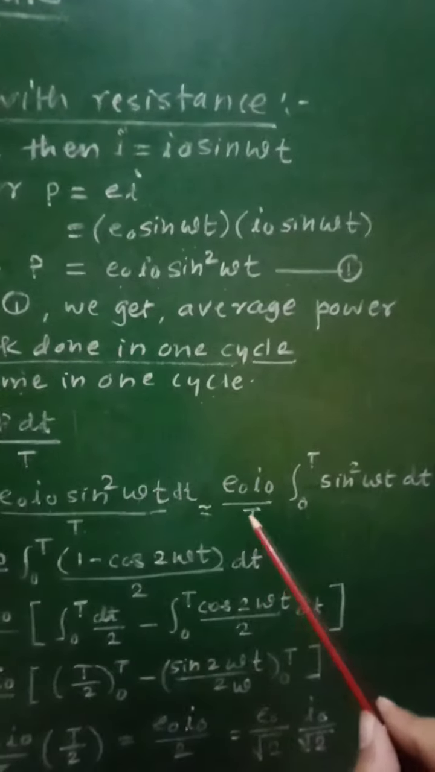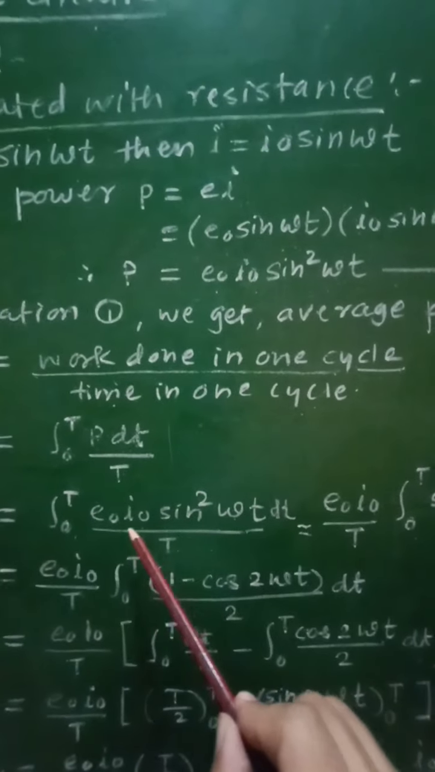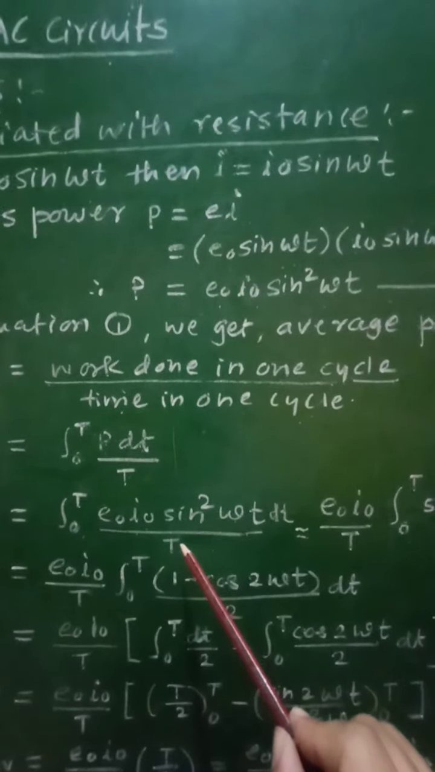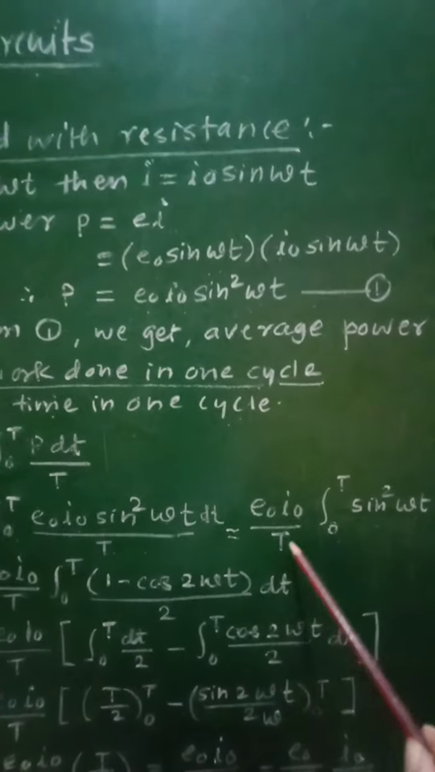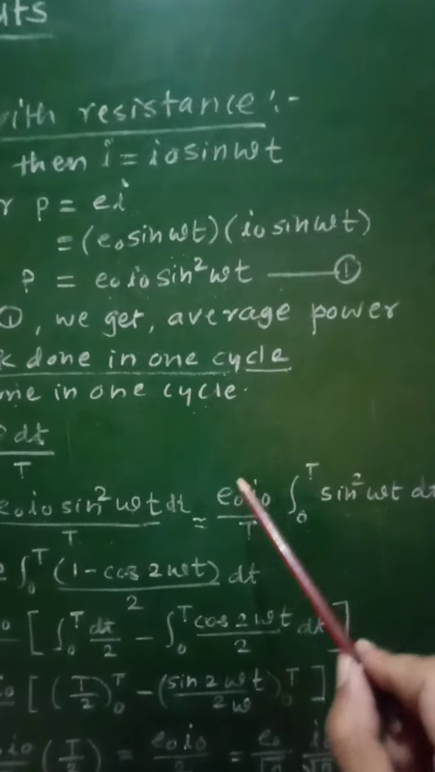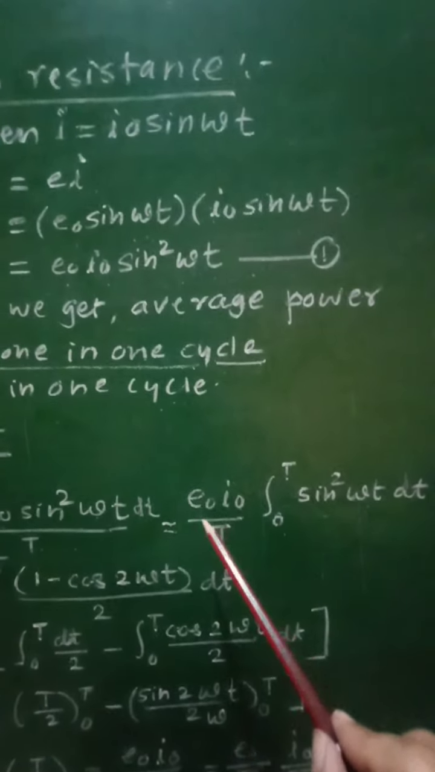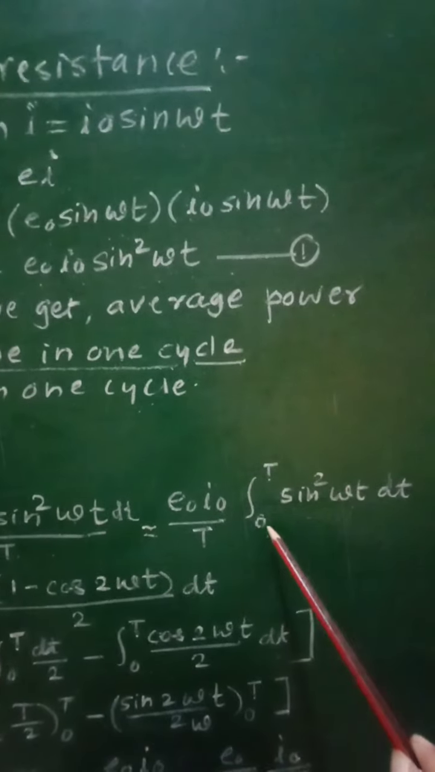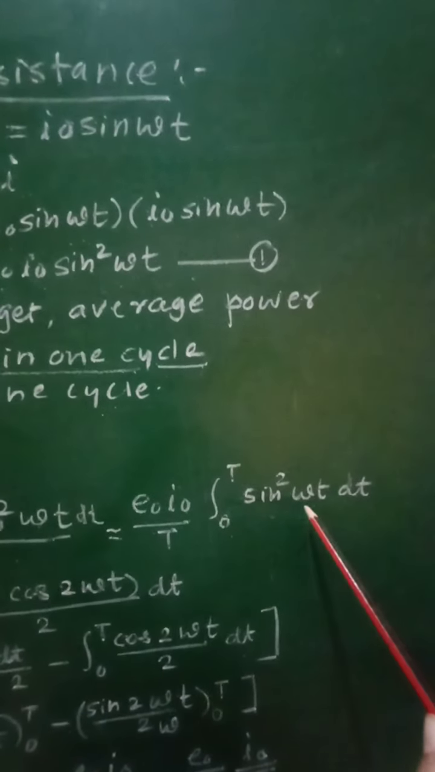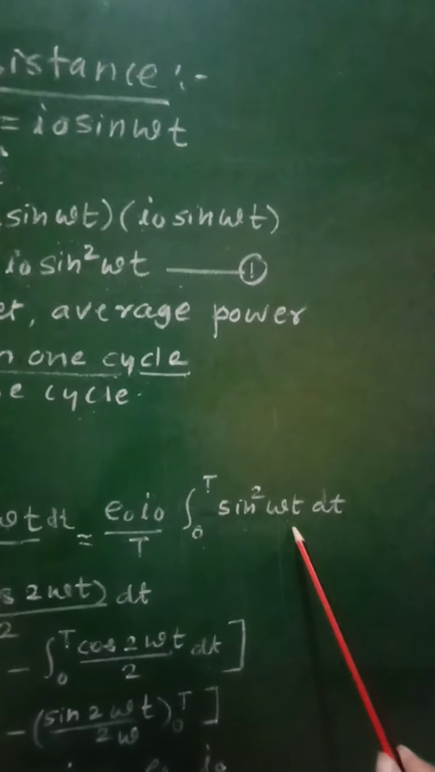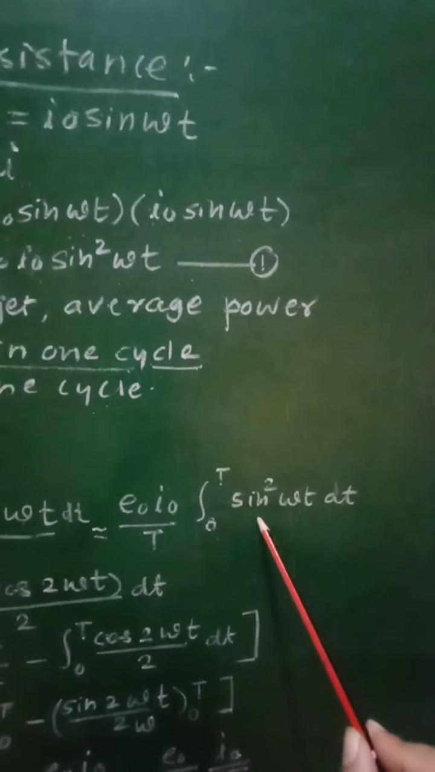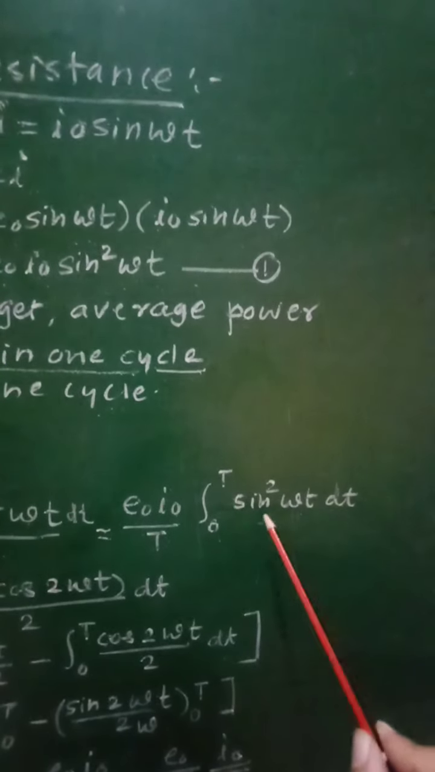E0 and I0 are the peak values of voltage and current, and T is the time. All these three factors are constant, therefore taken out of the integration, and hence we get E0 I0 upon T integration from 0 to T sin square omega t dt. Now its integration will be calculated by using the formula of sin square x, that is sin square x is equal to 1 minus cos 2x upon 2.